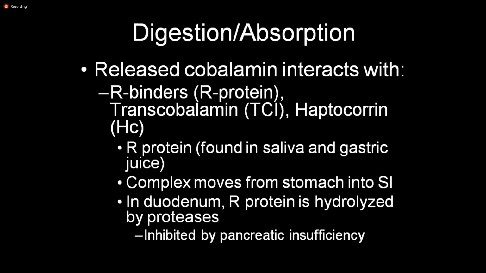Transcobalamin and haptocorrin are also present in the stomach. When this cobalamin or vitamin B12 binds with the R protein, which is present in the saliva and gastric juice, it slowly moves to the small intestine.